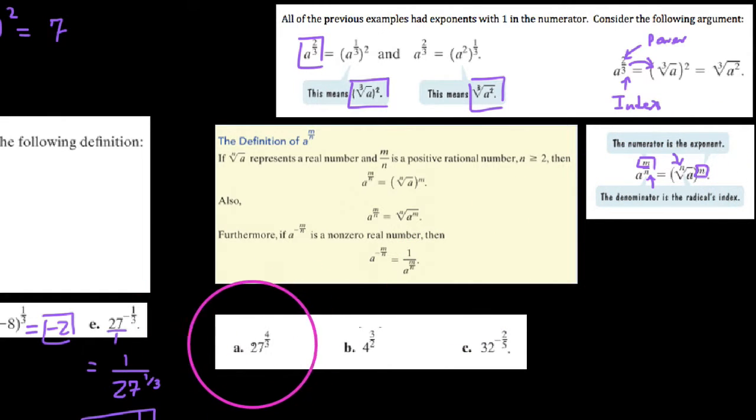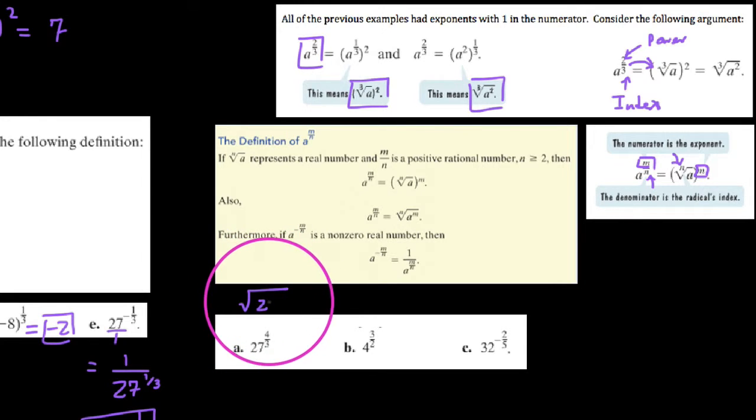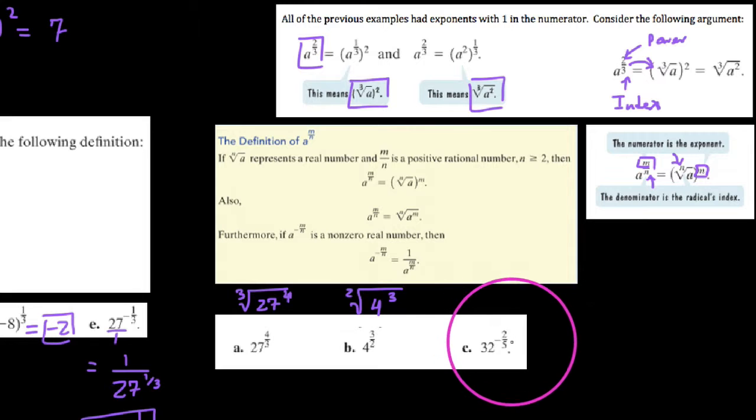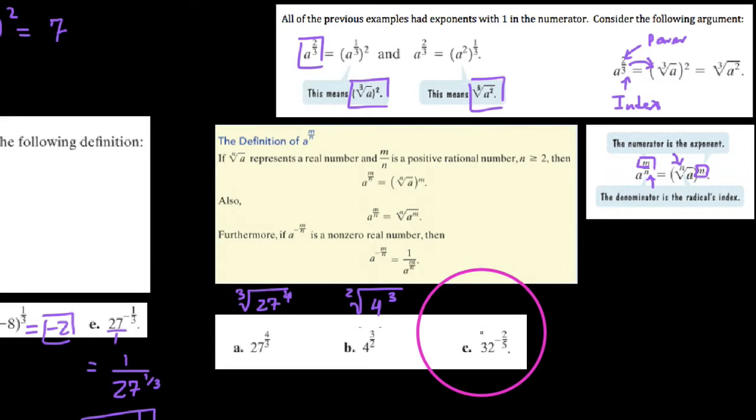So when you see things such as these here that say 27 to the 4/3, really we could rewrite this as this. We say 27 was our base, and we're taking it to the 4th power, and we're taking the cube root of that. Whereas, you look at this, you say 4 to the 3/2. It's really 4 cubed, square root of that. And then also this here, we could say, well, we're going to have to adjust this around because of the negative exponent, but it is the 5th root of 32 to the 2nd power.